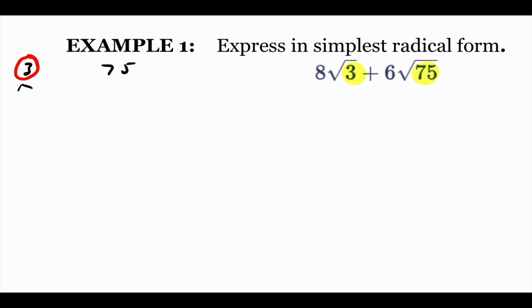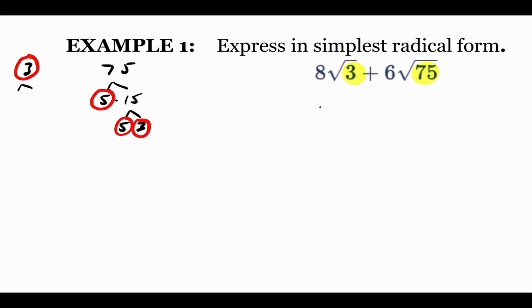75 can be broken down, though. You can divide it by 5, divide it by 15, divide it by 25. Doesn't matter where you start, as long as you end up in the same place. So it's 5 times 15. 5 can't be broken down anymore. 15 can, though. 5 times 3. So I'm going to change how 75 looks.